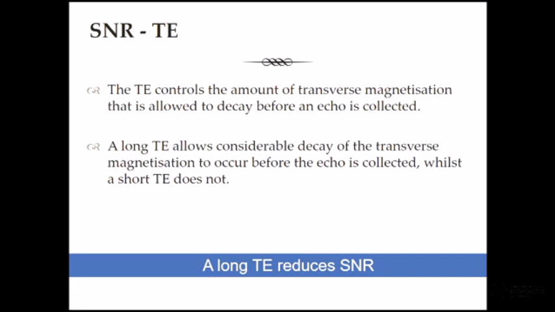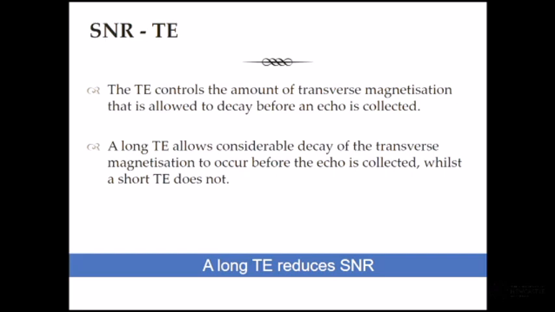So we want to wait longer to separate out the different tissue types. If you start looking at images of the brain, it becomes completely obvious that T2 weighted gives you really nice differentiation between grey and white matter in the brain. They have very similar times, but the longer we wait, the more discrimination we get. So the TE controls the amount of transverse magnetisation that is allowed to decay before the echo is collected.